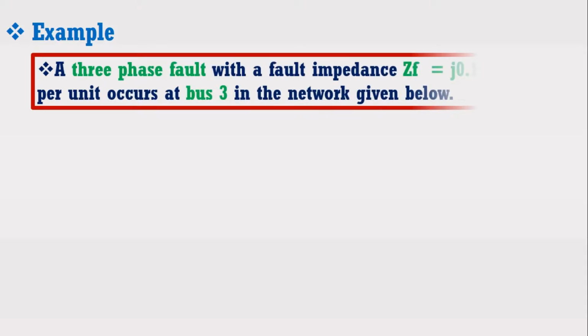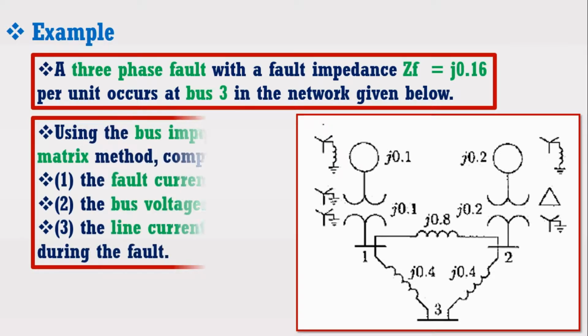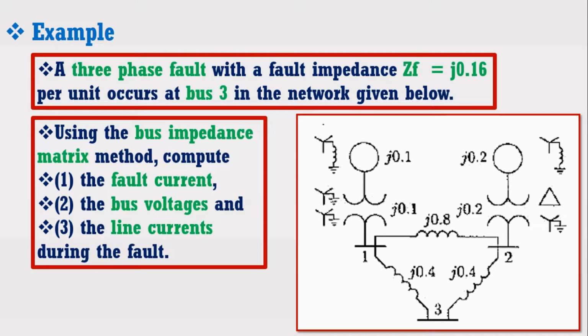According to this example, a three-phase fault with a fault impedance of 0.16 per unit occurs at bus 3 in the network given below. Using the bus impedance matrix method, compute: number 1, the fault current; number 2, the bus voltages; and number 3, the line currents during the fault.